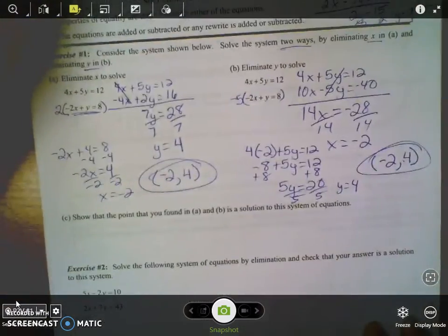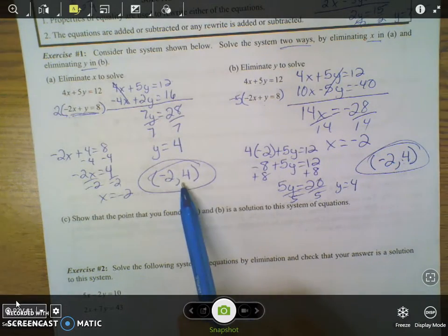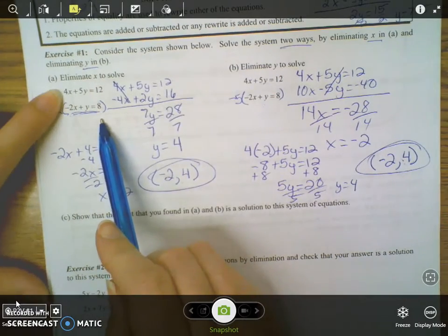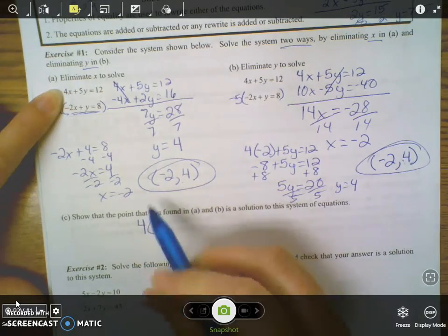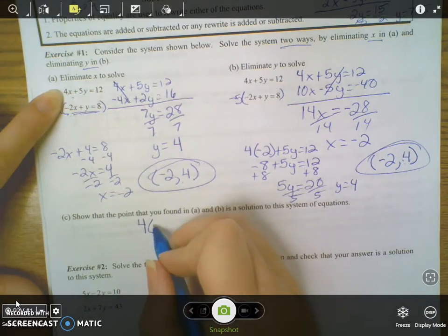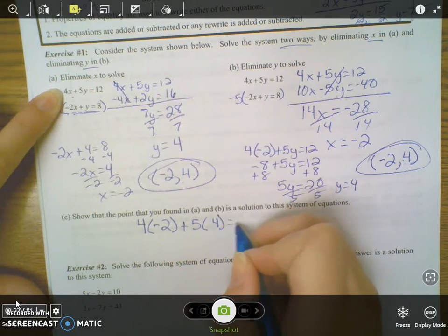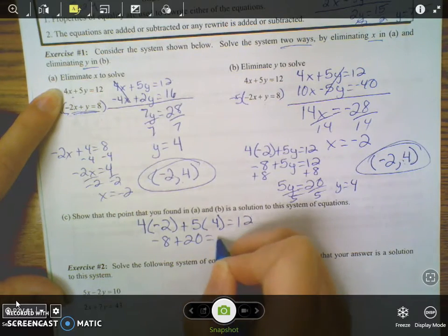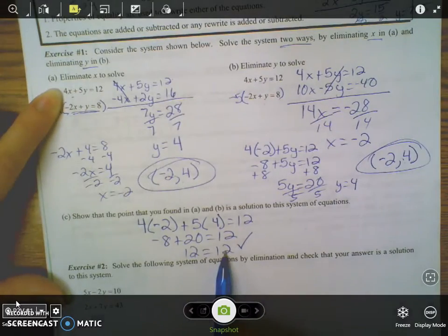Okay, so if we want to check our equation, we can do it by just showing that these points are a solution to our original equations. So I'm going to rewrite my original equation, but instead of x, I'm going to put in negative 2, and instead of y, I'm going to put in 4. And so this is negative 8 plus 20, and that checks out because 12 does equal 12.